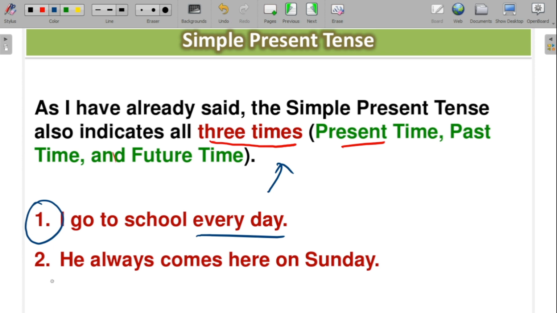Now the second example: he always comes here on Sundays. It could be a habitual action which represents three times. He always comes on Sundays means in past Sundays also he came here, and nowadays also in present Sundays he is coming. Even in future Sundays he will be coming. So this sentence indicates all three times.